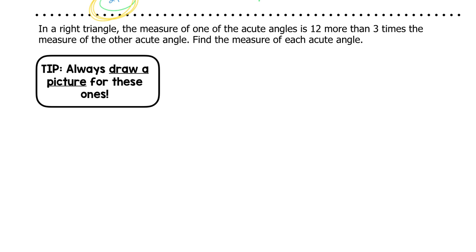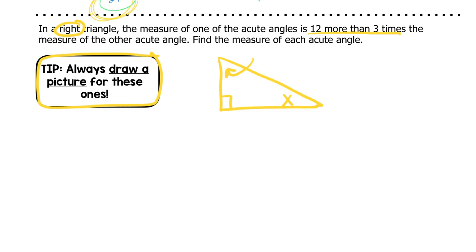So we're given a word problem. It says, in a right triangle, the measure of one of the acute angles is 12 more than 3 times the measure of the other acute angle. Find the measure of each acute angle. As I always tell you, whenever you're given a word problem, always draw a picture. Okay, always make sure you are drawing a picture. So since it told you you have a right triangle, you should probably draw a picture of a right triangle. Now, I told you guys this before, we always call one of the smaller angles x. Okay, and then we're going to use the language in the problem to come up with the other angle.